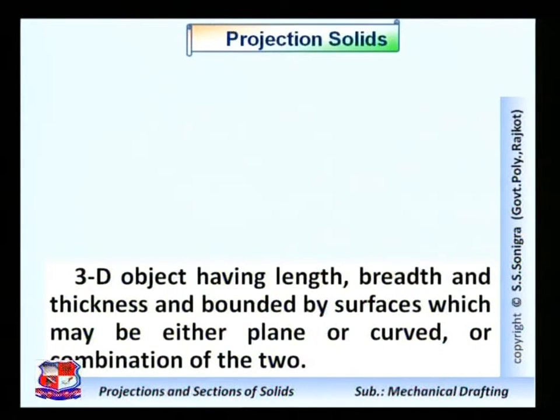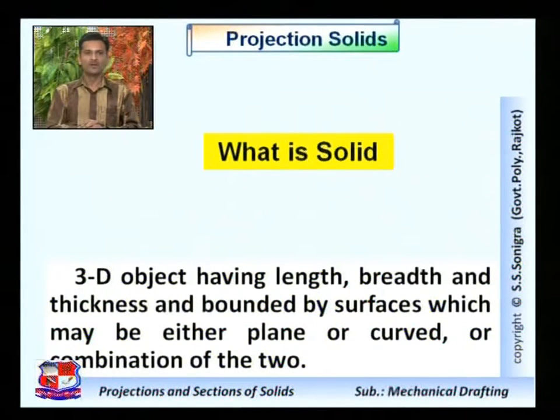In projections of solids, what do you mean by solid? A solid is a 3D object having length, breadth and thickness and bounded by surfaces which may be either plane or curved, or a combination of plane and curved both. That is called a solid. So it's a closed boundary with surfaces. The surfaces may be regular or irregular, and based on those surfaces the solids may be subclassified.